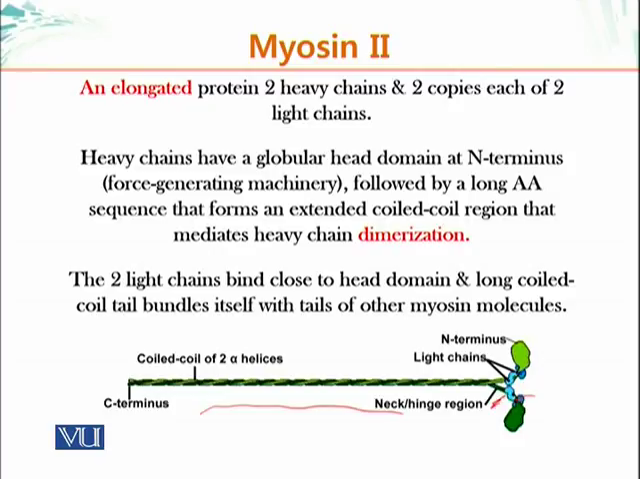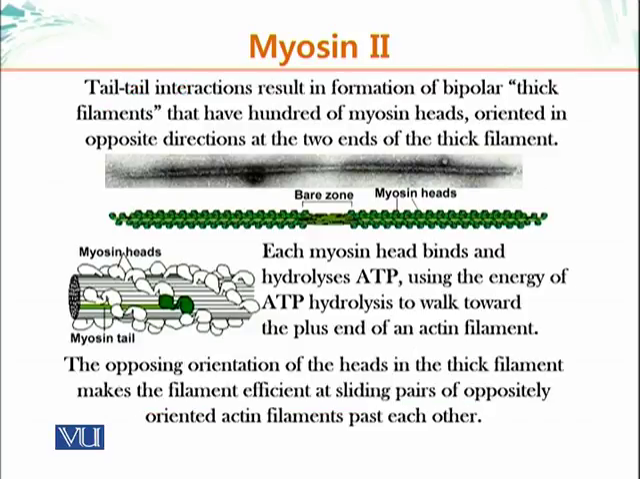The two light chains bind close to the head domain, and the long coil tail bundles itself with the other myosin molecules. As we'll see later, these myosin molecules aggregate together and form filaments themselves. Now, let me show you that structure.